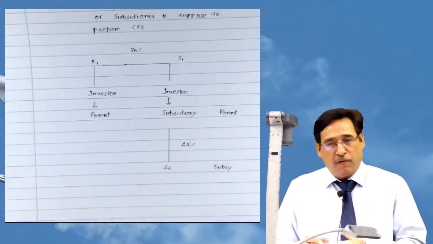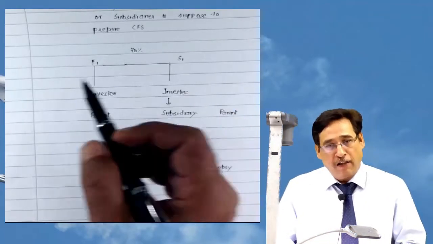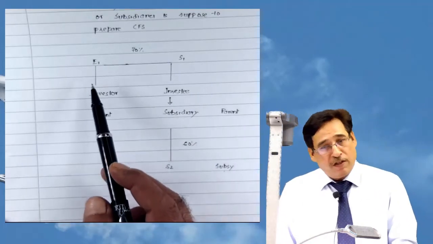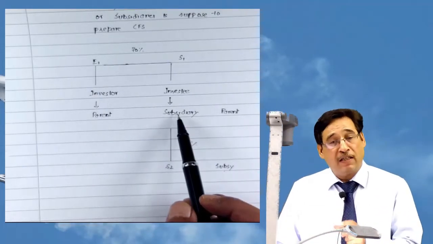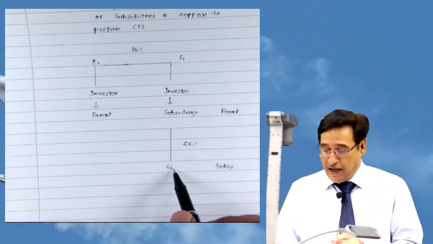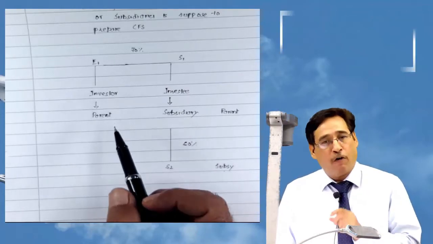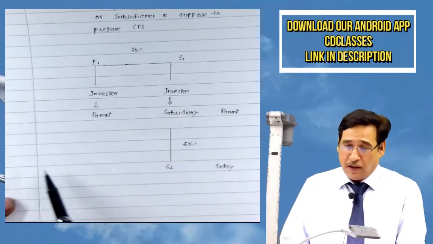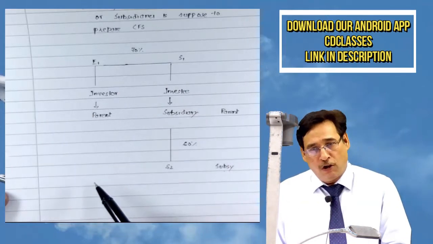Further in accounting terminology, if we analyze the relationship among all these three entities, we may say E1 is the parent, S1 is the immediate subsidiary, and S2 is the ultimate subsidiary of E1. Ultimate, that is final, correct? So this is the relationship among all three entities.